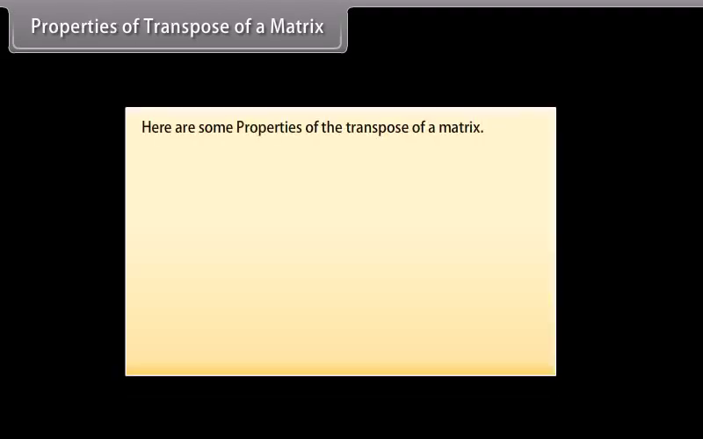Properties of transpose of a matrix. Here are some properties of the transpose of a matrix. First, transpose of transpose of matrix A is equal to matrix A. Second, transpose of matrix A plus minus B is equal to transpose of matrix A plus minus transpose of matrix B if A and B are m by n.